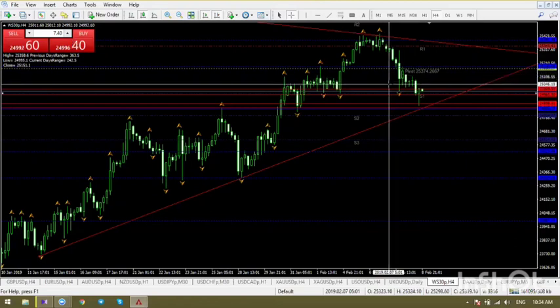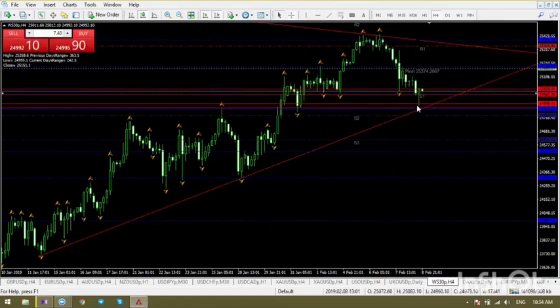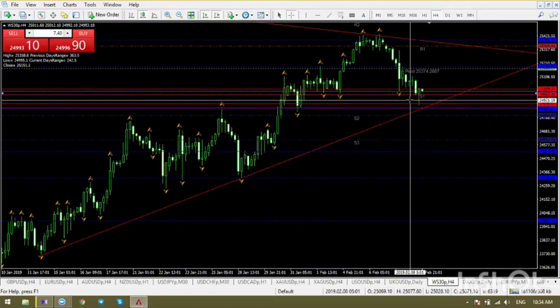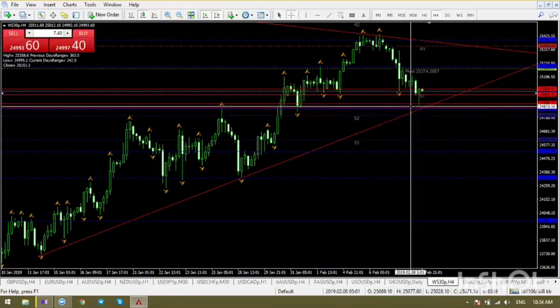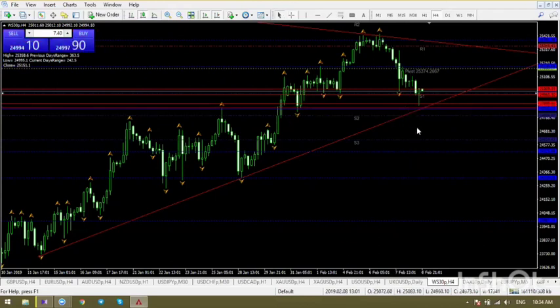Yes, exactly. It was in the pivot, and it was inside the pivot, so we're going to expect a reversal. It was inside the pivot, and it's going to retrace from here. Is that correct? Yes, it is.